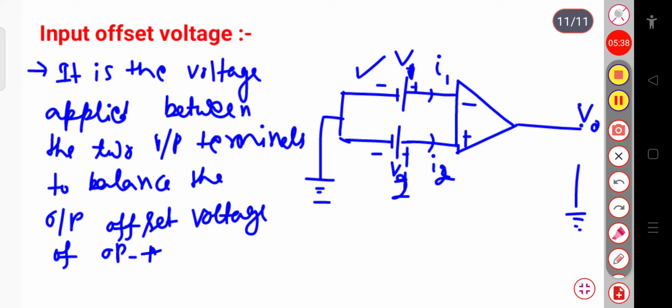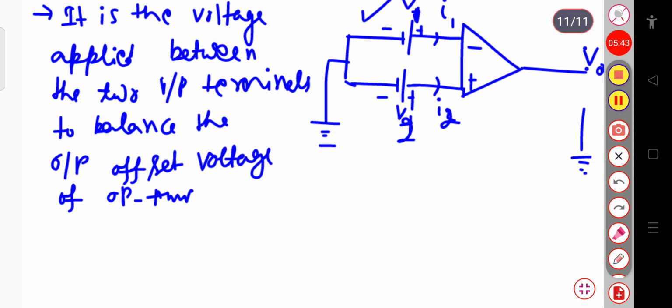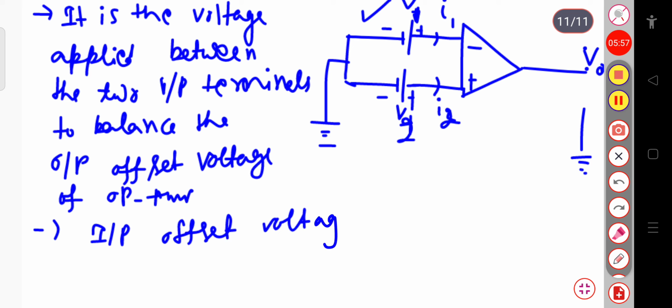So simply we can say this is the input offset voltage. The input offset voltage is the difference between the inverting and non-inverting terminals. It is just like the differential voltage, we can say. For the non-inverting, let me write this as V2 minus V1. Okay, this is the input offset voltage.